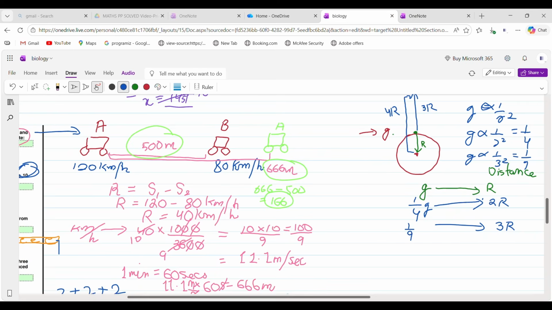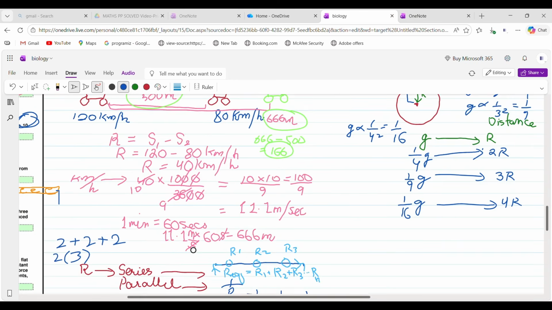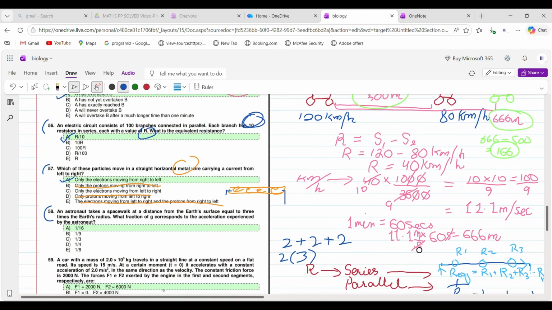Now we have 4R. Okay. They are asking the gravity at this point. So gravity is inversely proportional to the square of the distance, which means 4, and 4 square is 16 basically. So gravity is affected 1 by 16. Okay. So now we are going to see if we have this 1 by 16 in the answer. And of course we have it. So we have gotten our correct answer. Basically physics MCQs are not difficult at all. They are very simple, easy peasy.